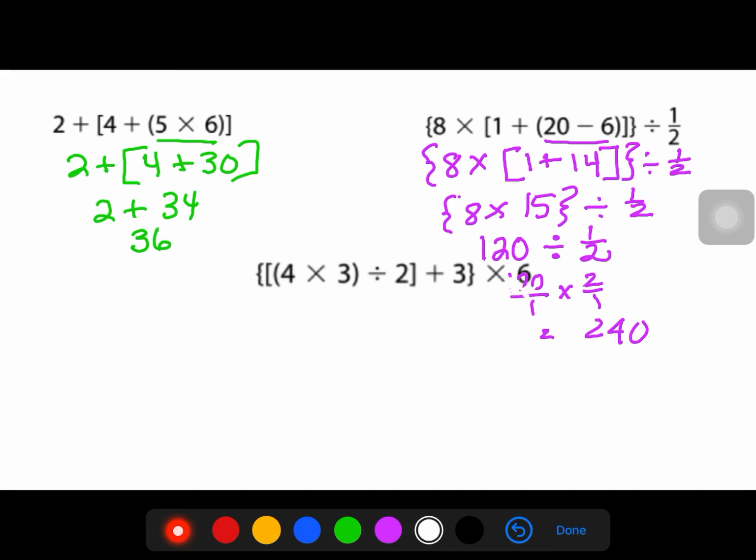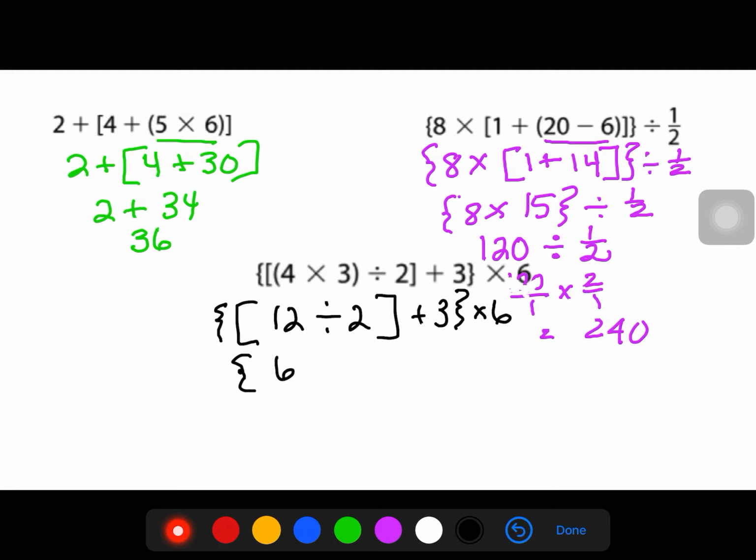Last one, some nested parentheses in there. I'm sorry, you can't read that last 6 there too easily. There you go. Go ahead and solve. First things first, 4 times 3 is 12. It's going to be divided by 2, then we'll add 3, and then we'll multiply by 6. So let's go ahead and do the next innermost nested parenthesis. 12 divided by 2 is 6, plus 3, and then I'm multiplying by 6. Then it becomes 9 times 6, and then it equals 54.